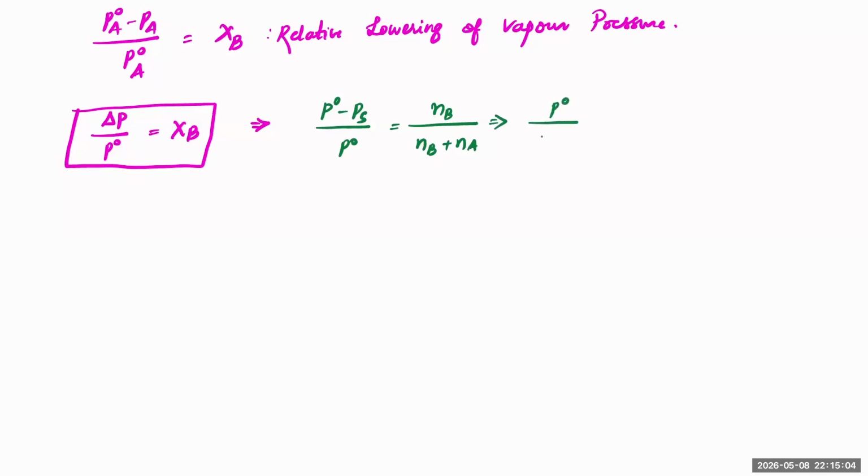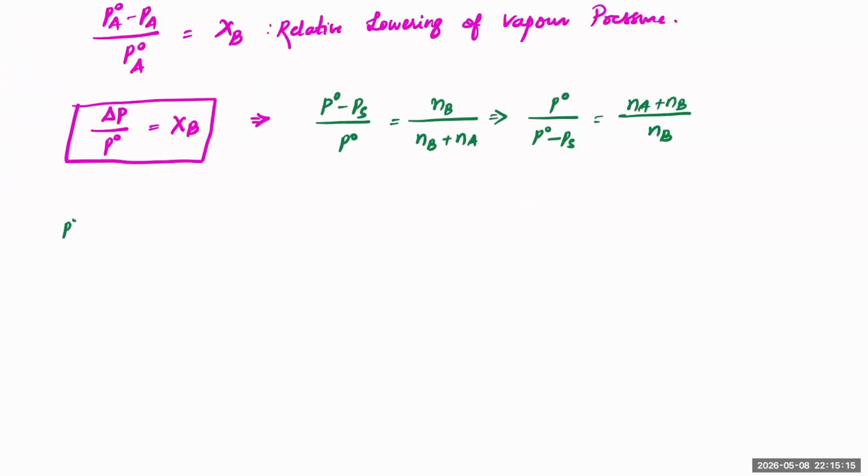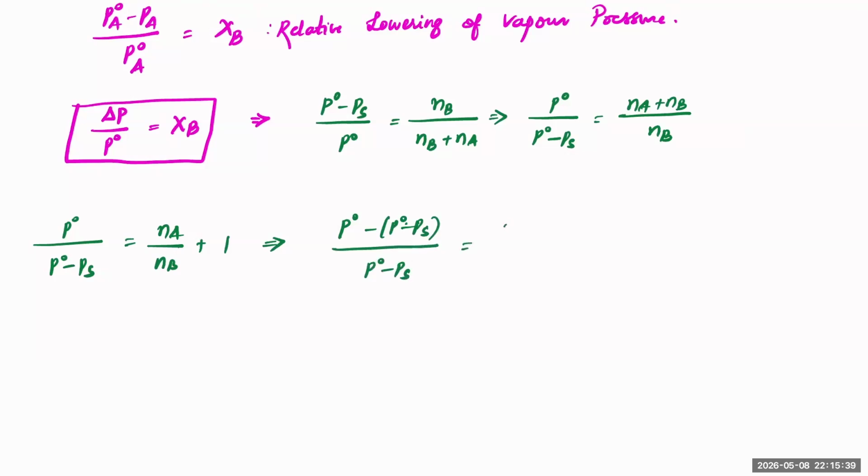So write this as P naught by P naught minus Ps is equal to Na plus Nb by Nb. So if I do that, I will get P naught by P naught minus Ps is equal to Na by Nb plus 1. So if I take this 1 to the other side, I'll get P naught minus (P naught minus Ps), divided by P naught minus Ps, that is equal to Na by Nb. Now reverse this again.